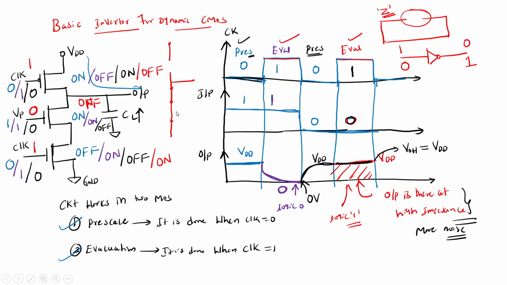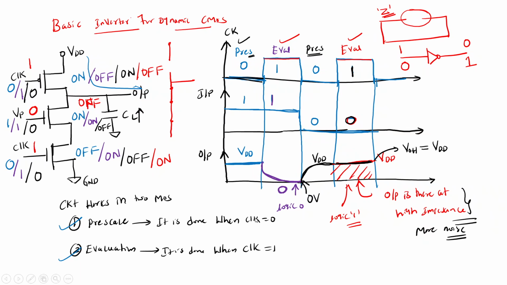And we have seen the basic inverter for dynamic CMOS. There are two modes: pre-charge mode and evaluation mode. In pre-charge mode you are not getting any output; we just need to charge the load capacitor to VDD. For that, pre-charge mode is operated at clock equal to 0.